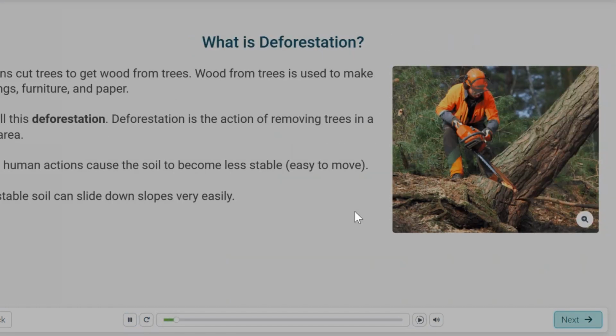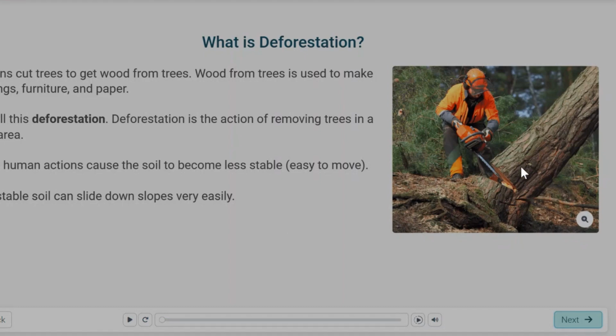Humans cut trees to get wood from trees. Wood from trees is used to make buildings, furniture, and paper. We call this deforestation. Deforestation is the action of removing trees in a large area. These human actions cause the soil to become less stable or easy to move. Less stable soil can slide down slopes very easily.